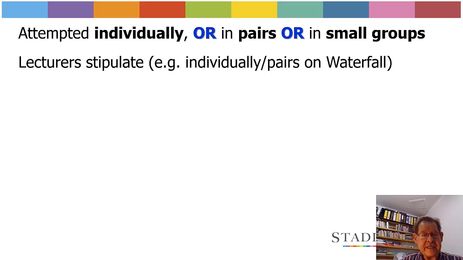The very first thing is that it can be attempted individually or in pairs or in small groups. The TMA301 lecturers on the various campuses would have stipulated which of these options apply to you on the campus where you are based. For example, the students on the Waterfall campus are allowed to submit their assignments either individually or in pairs, but not more than two in a group.